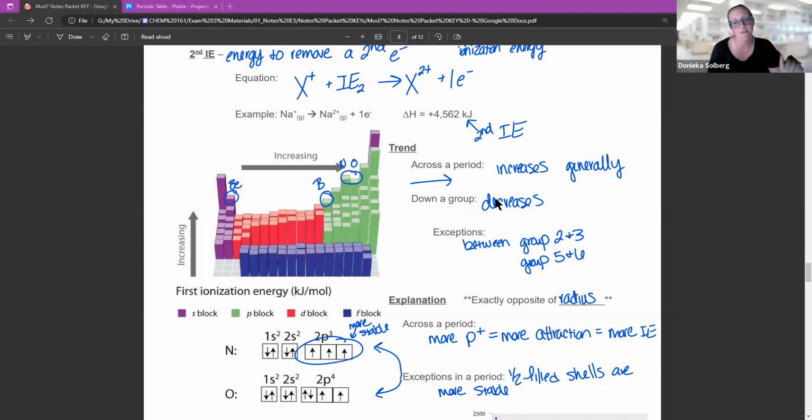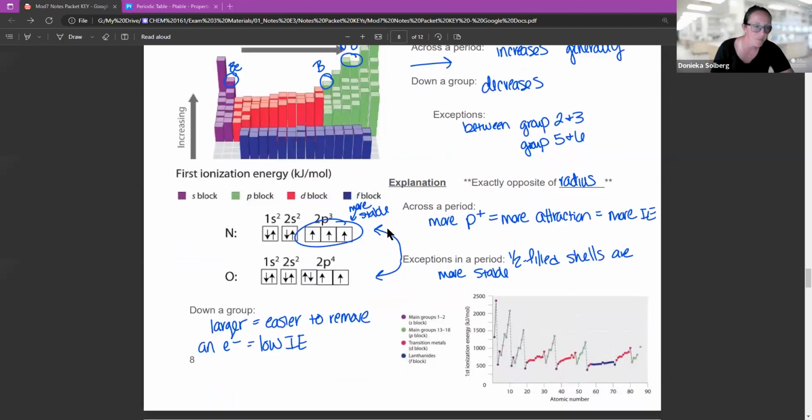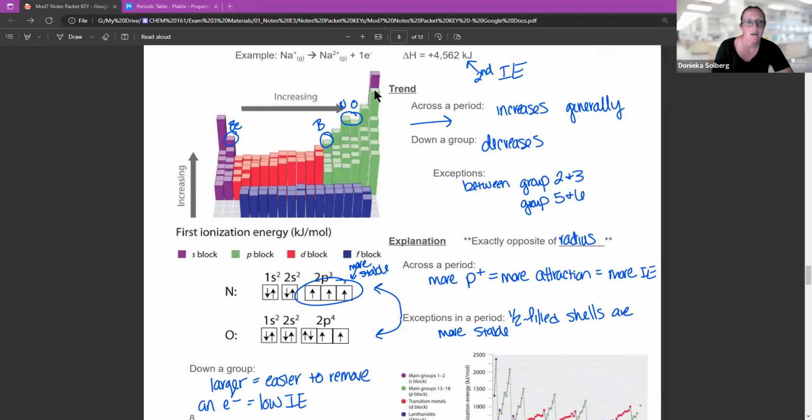Now, like I said, you do have to actually know some of the exceptions, and that is that it does not increase if we're going to the right between columns 2 and 3 and between columns 5 and 6. Now, why is that? Well, hang on, I'll talk about the exception in a minute. So first of all, I'll talk about why the general trend is up and to the right. And that's for really the same reason that atomic radius is down and to the left.